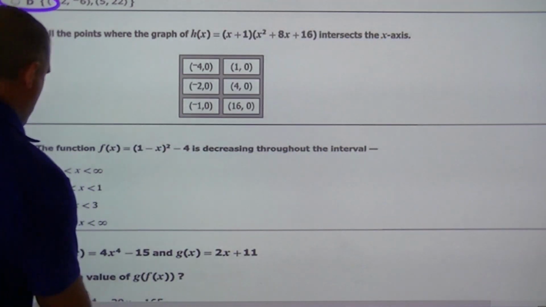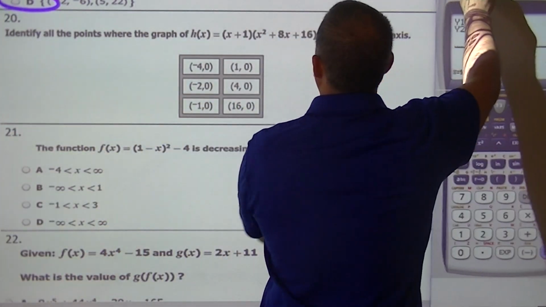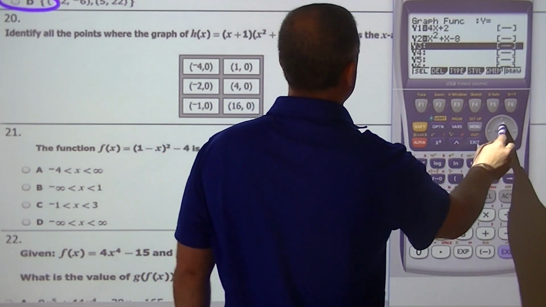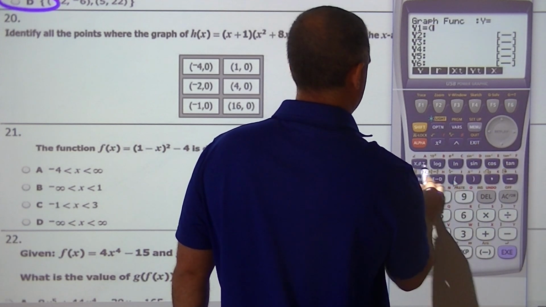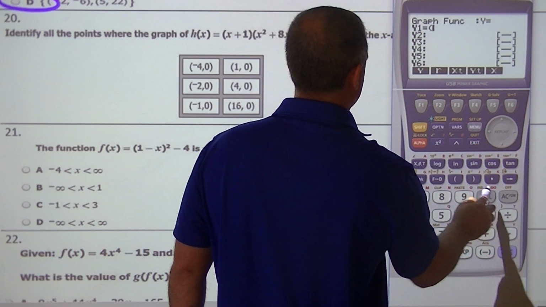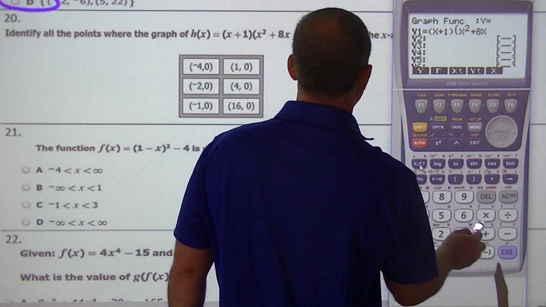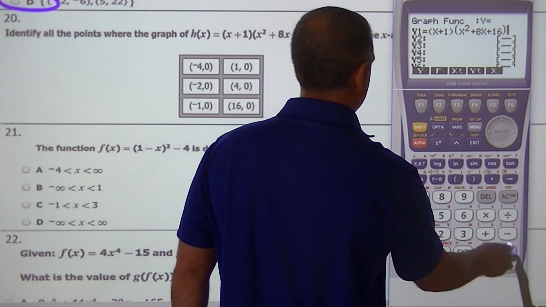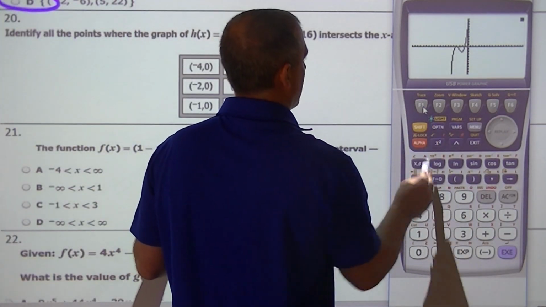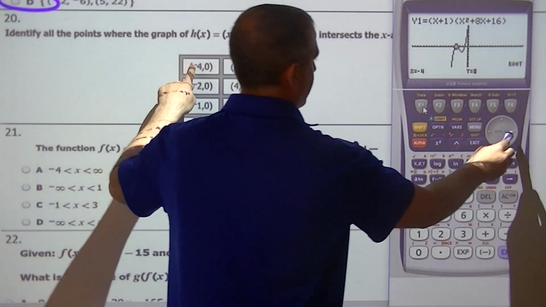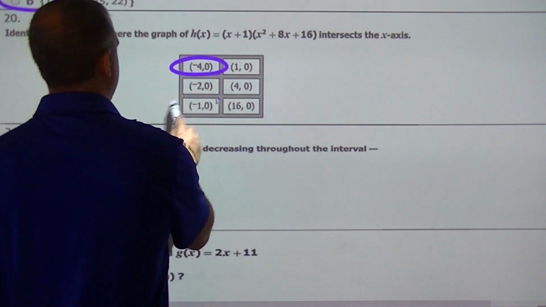Question number 20. They want to know where the graph intersects the x-axis. So once again, that's pretty simple. And where it intersects the x-axis is G-solve root. It crosses at -4, 0, so that would be one of them. It crosses at -1, 0, and that's it. So -4, 0, -1, 0.